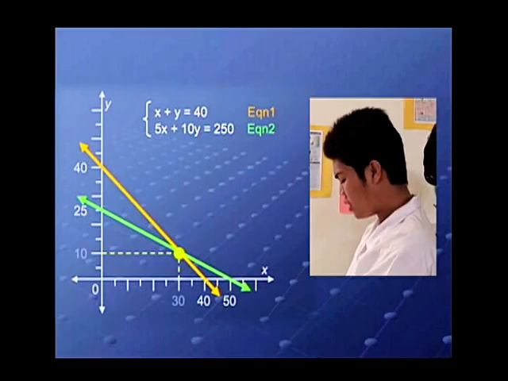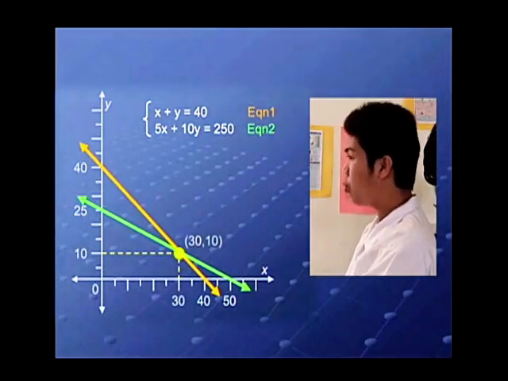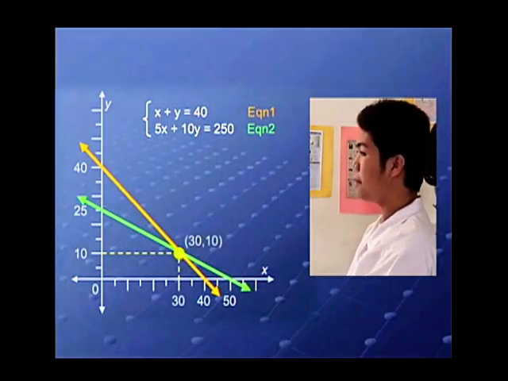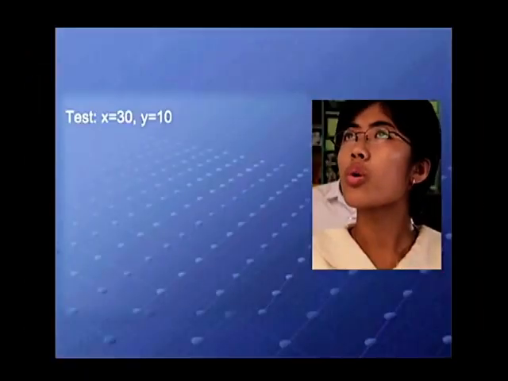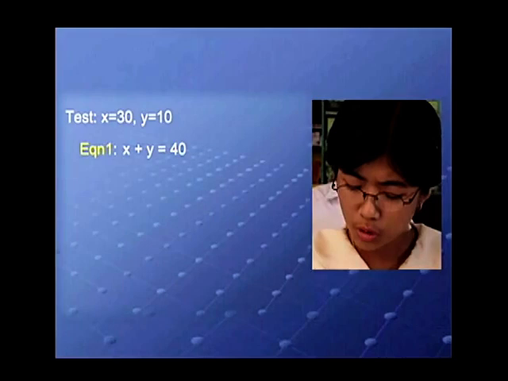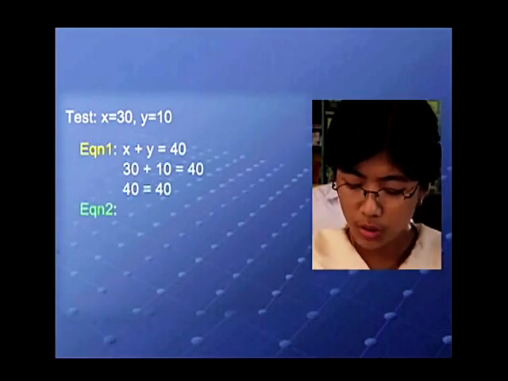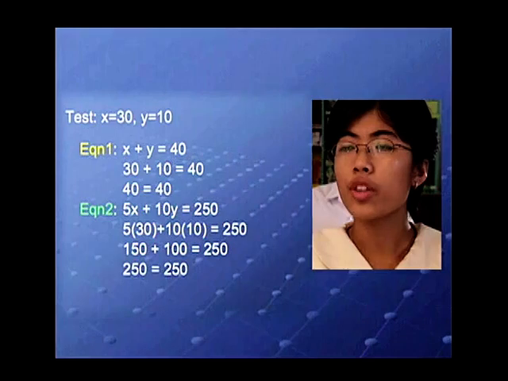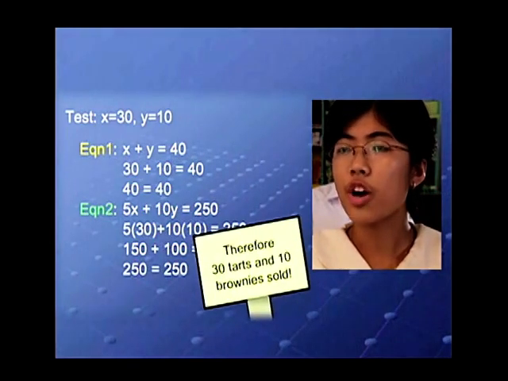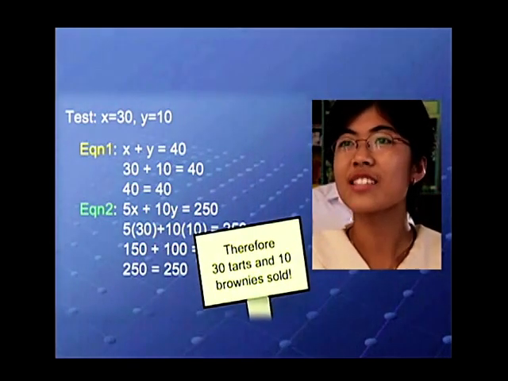Hey, the lines intersect at (30, 10). What does this mean, ma'am? Why don't you try substituting these values in the 2 equations? Ma'am, let me do it. Go ahead. Okay, so if x is equal to 30 and y is equal to 10, it satisfies both equations. That means that they sold 30 tarts and 10 brownies.